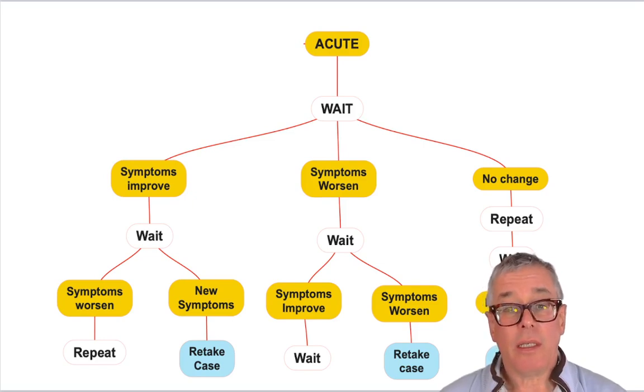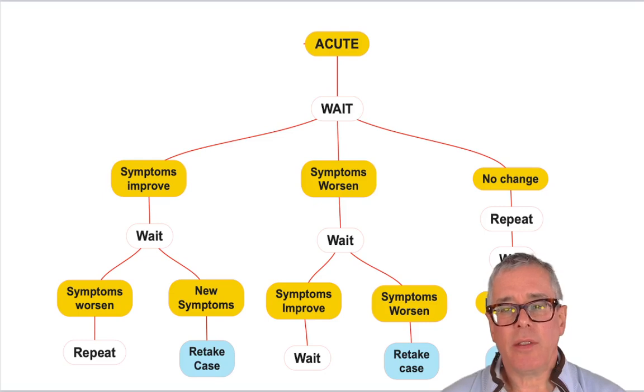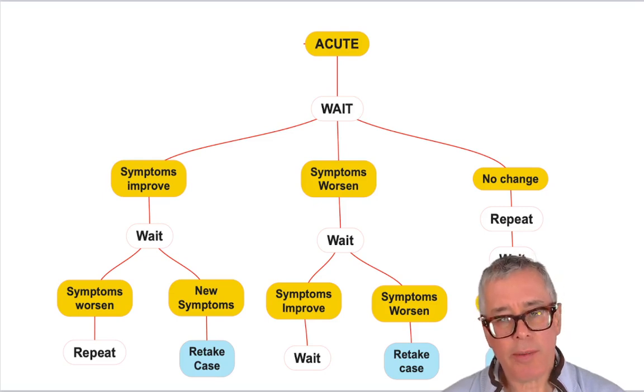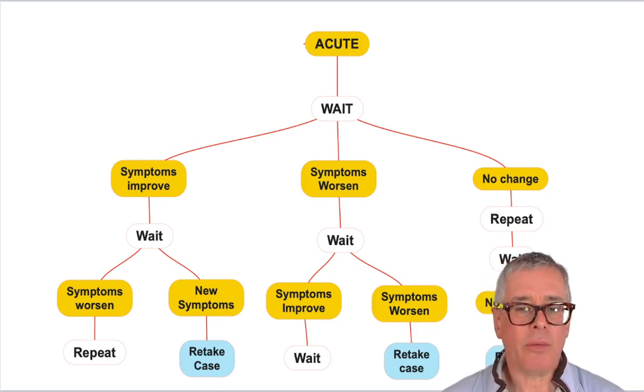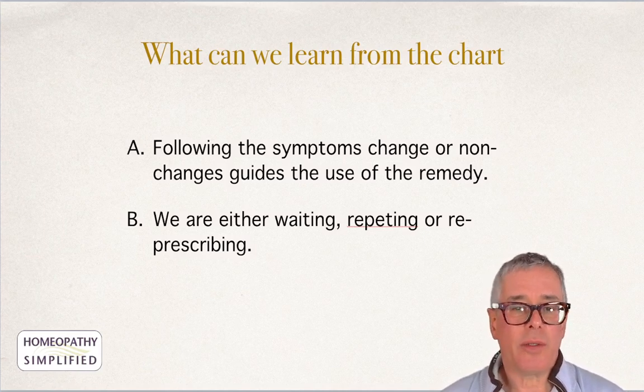And then if symptoms worsen, we wait because symptoms might improve, in which case you'd wait again. And of course, same thing, if they worsen, retake the case. And then here, if there's no change, and you're sure of the remedy, you might repeat, wait again. If there's still no change, you retake the case. So very basic. Okay, so what can we learn? That following the symptoms changes or non-changes guides the use of the remedy. We're either waiting, repeating, or re-prescribing.